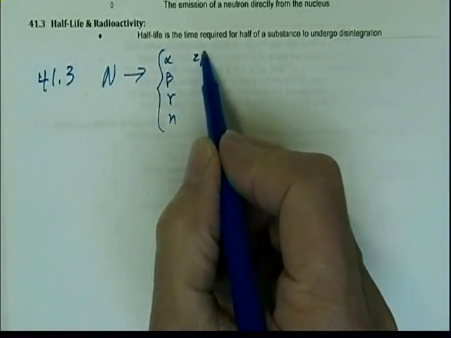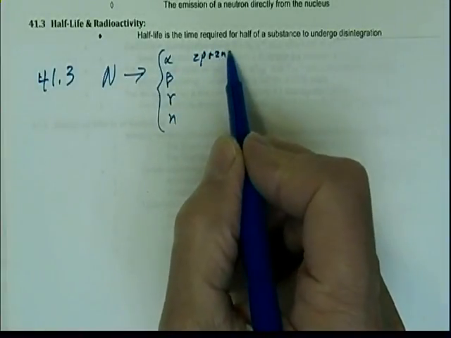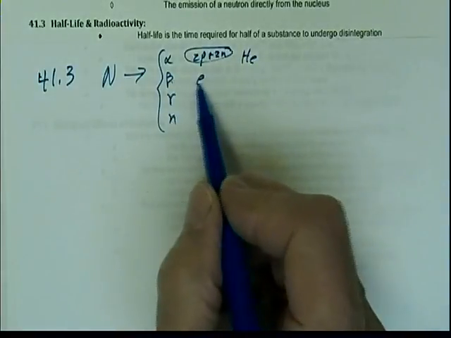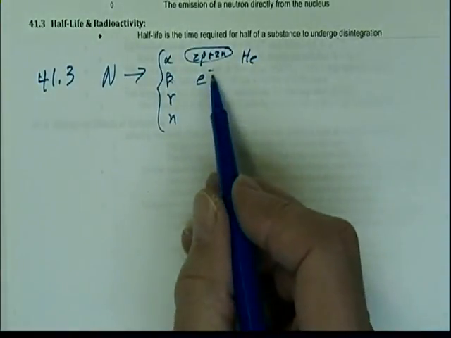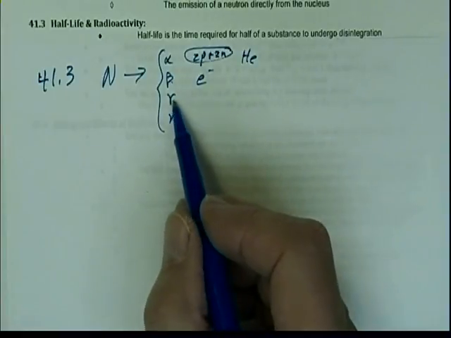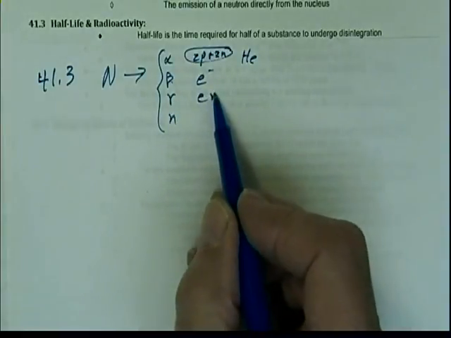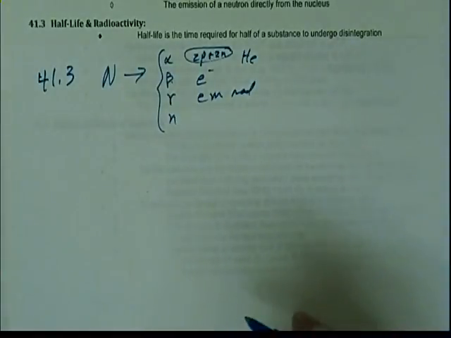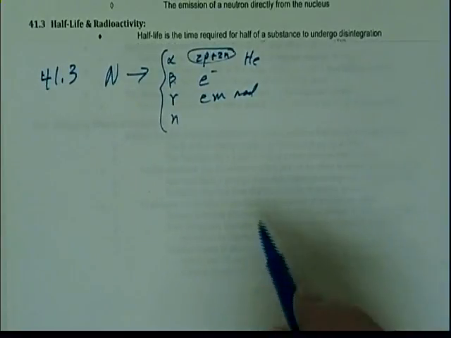The alpha particle is, of course, 2 protons and 2 neutrons bound together as a helium nucleus. The beta particle is an electron. It could also be a positron under some circumstances. The gamma particle is electromagnetic radiation. And we know what a neutron is. The neutron can just be emitted from the nucleus, and that occurs sometimes.